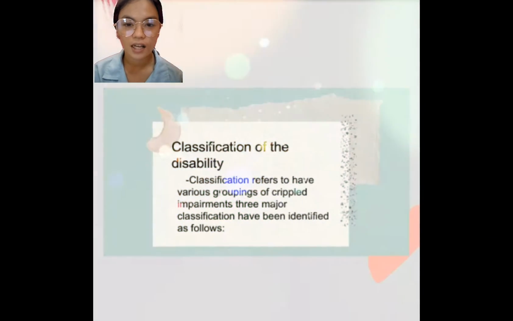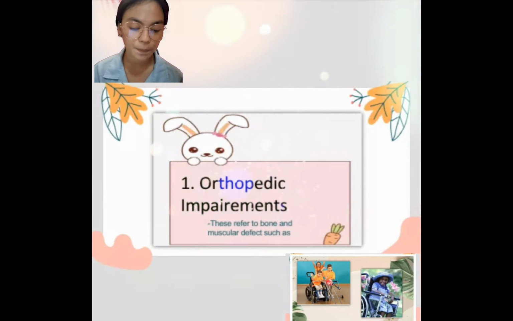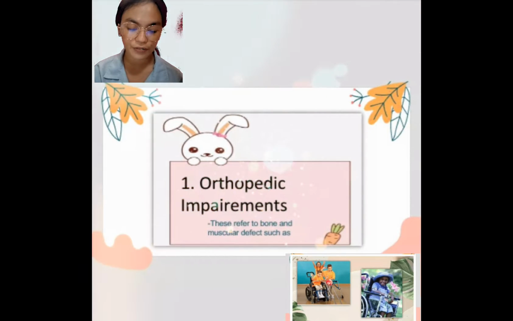So, classification of disability. Classification refers to the various groupings of crippled impaired. Three major classifications have been identified as follows. First, we have the orthopedic impairments. Orthopedic impairment is defined as a severe orthopedic impairment, meaning very serious, that adversely affects a child's educational performance.